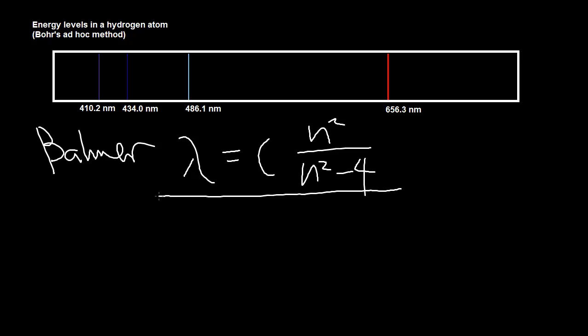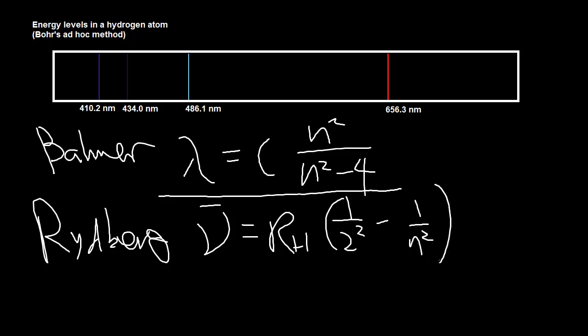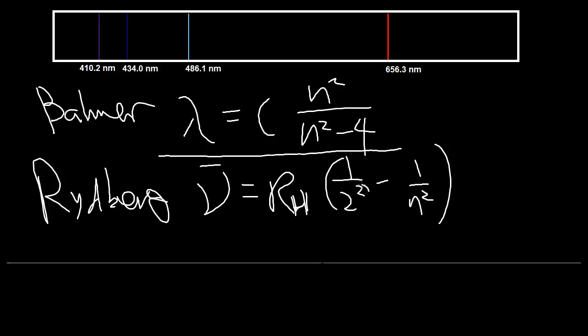Next step, Rydberg rearranged this in terms of nu to make it look like this. Well, that's sort of interesting. You can see that this 2 here, it looks like we can almost put in any other integer number and get other frequencies of emission, because this here is an integer number.